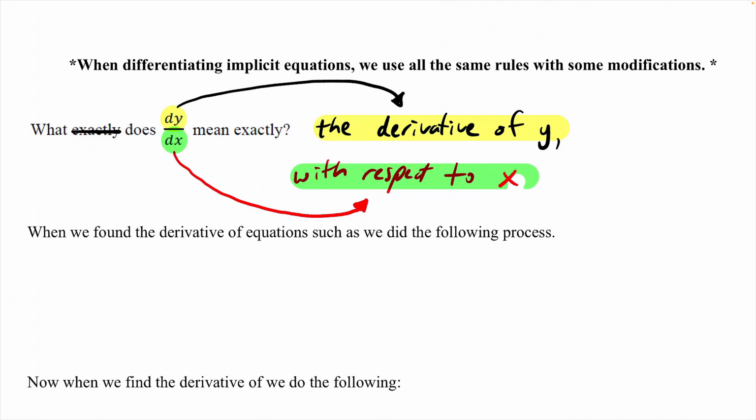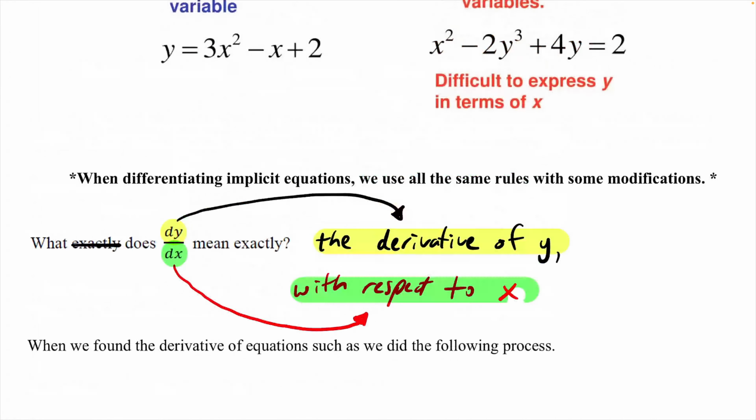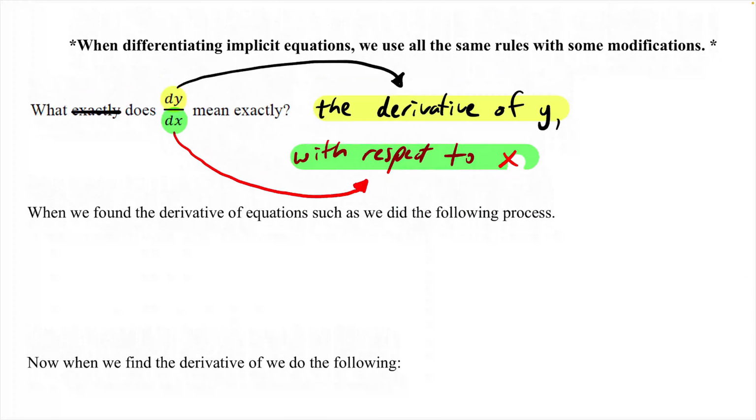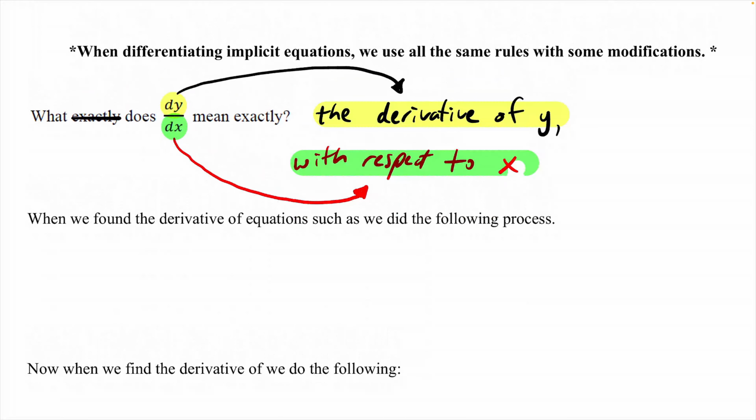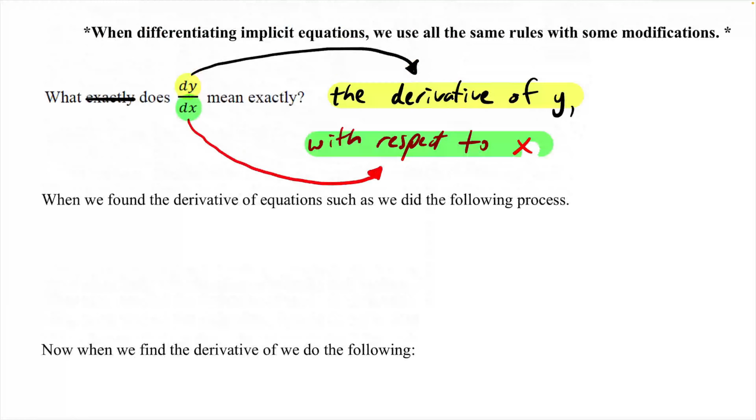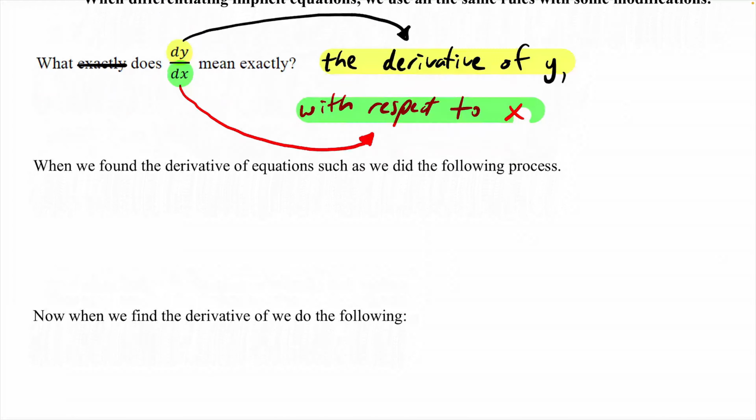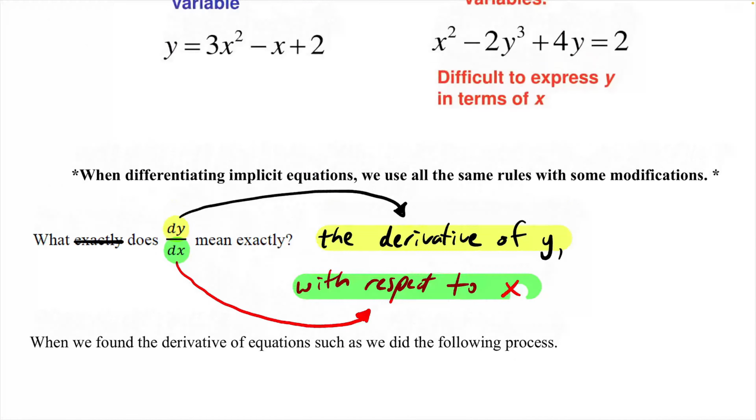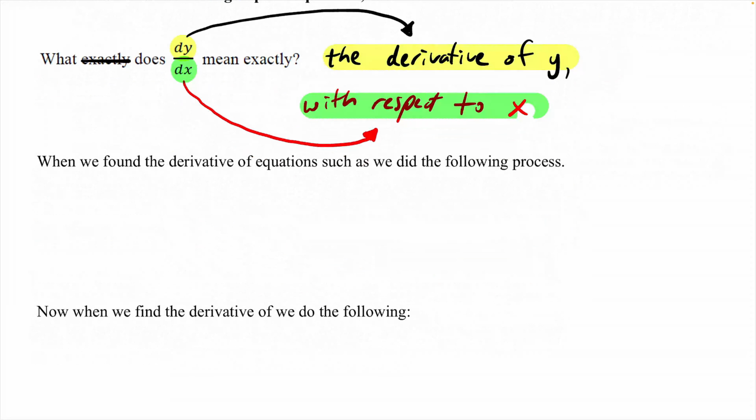Okay, so when we found the derivative of equations such as we did, I don't know exactly what I meant there. But anyway, we did the following process, okay? So let's look at, y equals 3x squared.